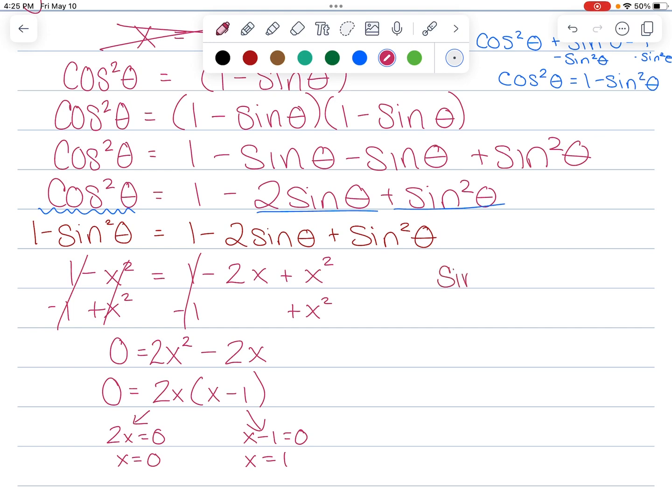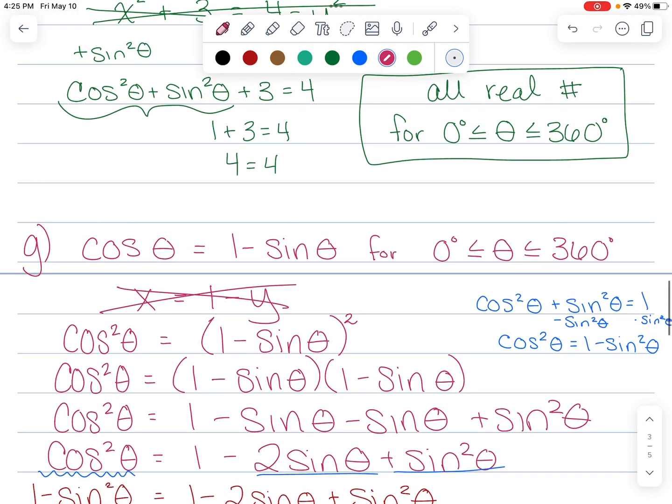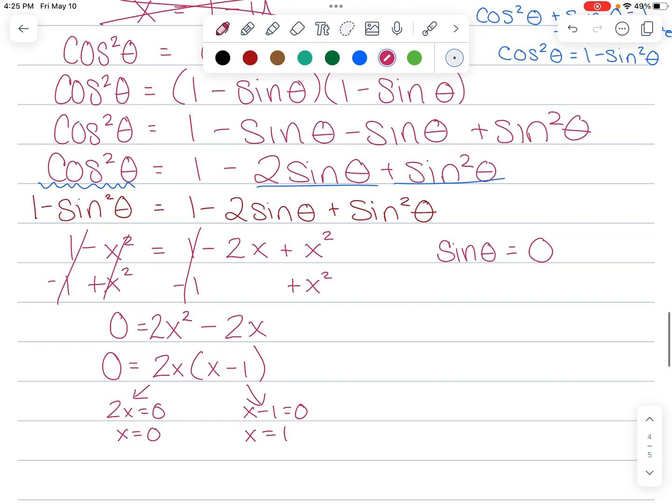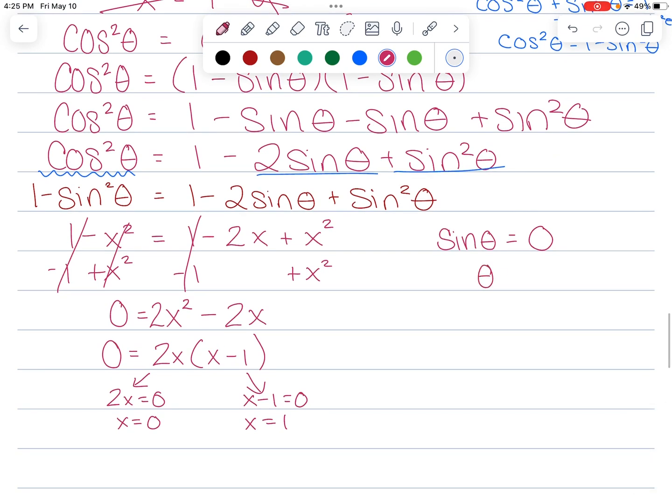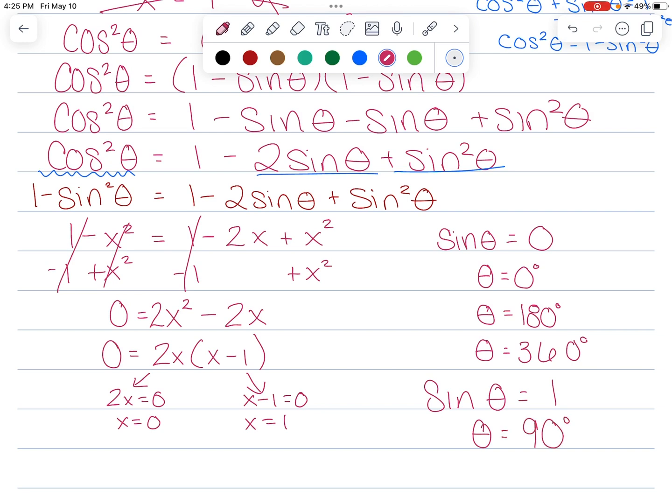I remember that x actually replaced sine, so I'm looking for where sine of theta is equal to 0. What am I looking? Between 0 and 360, so theta is 0 degrees. Theta is 180 degrees. Theta is 360 degrees. Looking for where sine of theta is equal to 1, and I get 90 degrees.